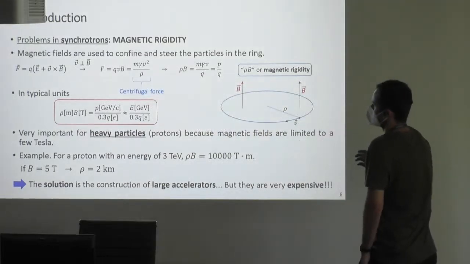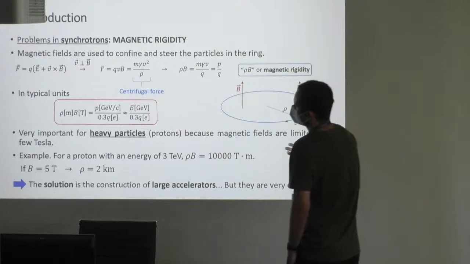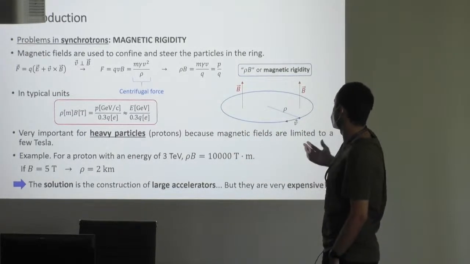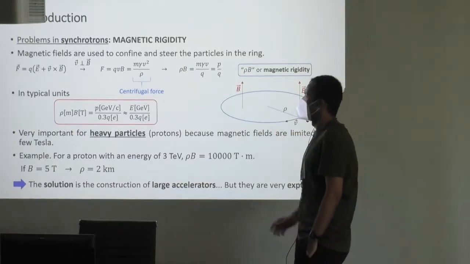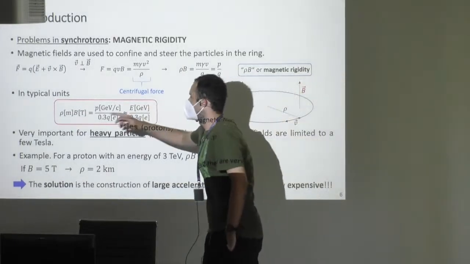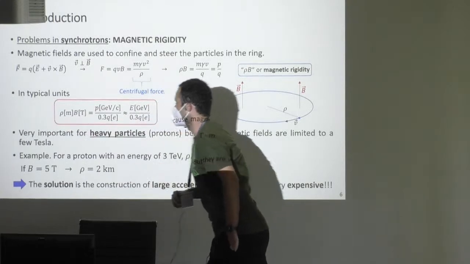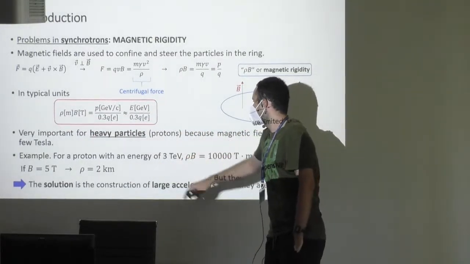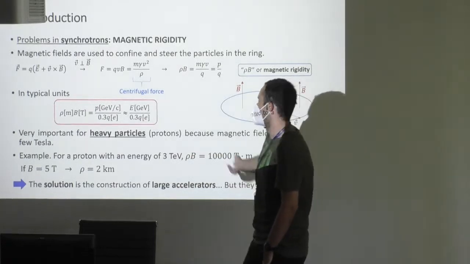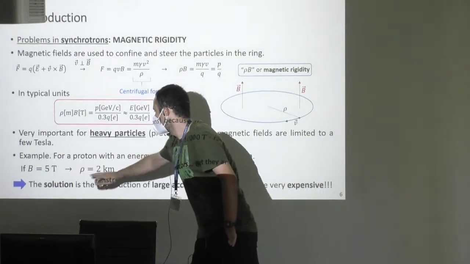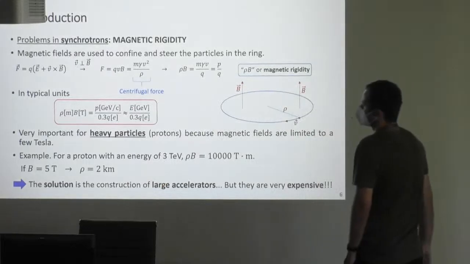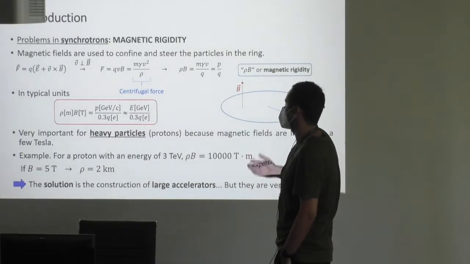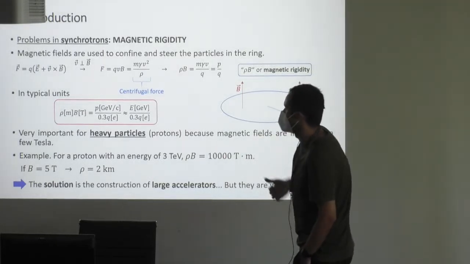However, there is a limitation in the magnetic field because we cannot obtain magnetic fields higher than a few tesla. So if we want higher energies, we need to increase the radius of curvature. For example, for a proton with an energy of 3 tera electron volts, if we use a magnetic field of 5 tesla, we need 2 kilometers of radius of curvature, or about 12 kilometers of length of the accelerator.